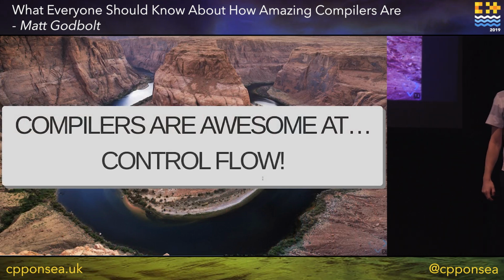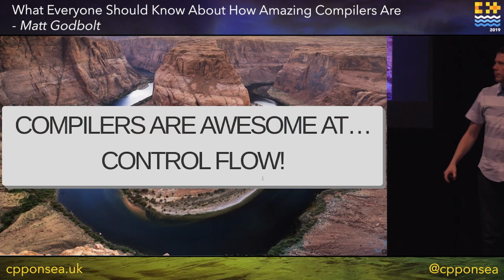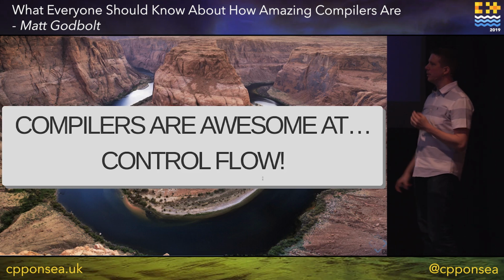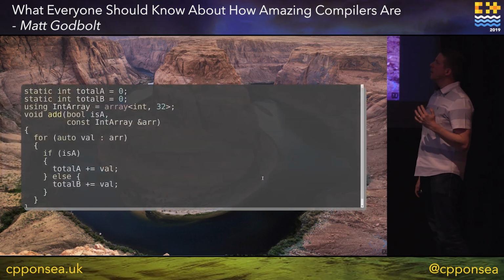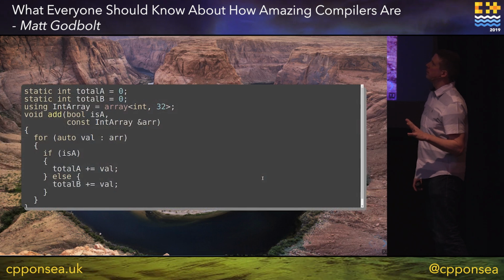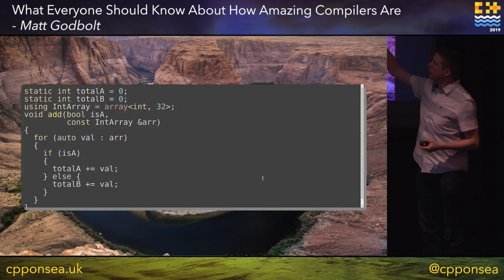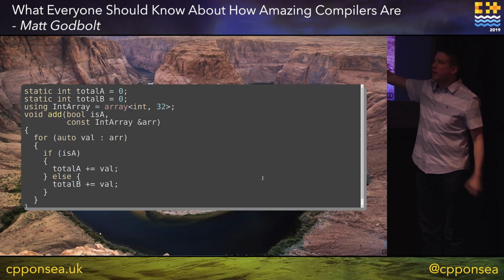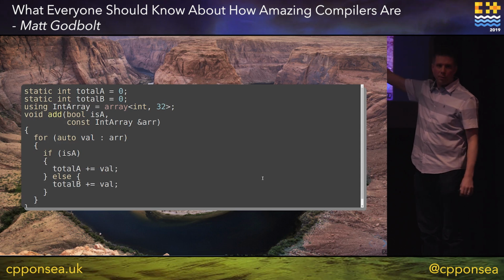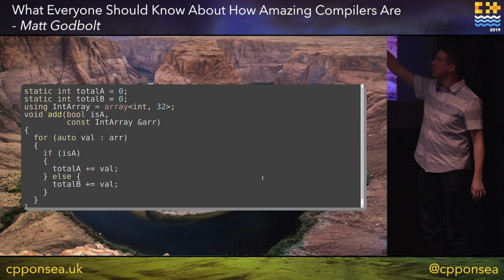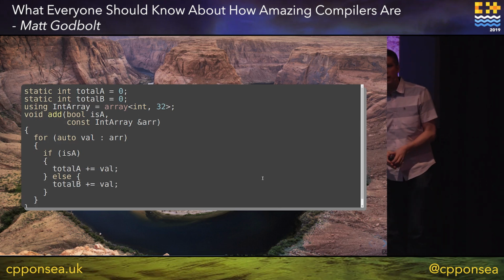Control flow. Now, this is a small and strange thing to pick on, but in the world of lambdas, code like this can start to appear. That's not actually, oh, it's a bit small. Here we've got a routine with an inner loop that's looping over a bunch of things, and if the parameter that was passed in, is_a, is true, we're adding to total A, else we're adding to total B.